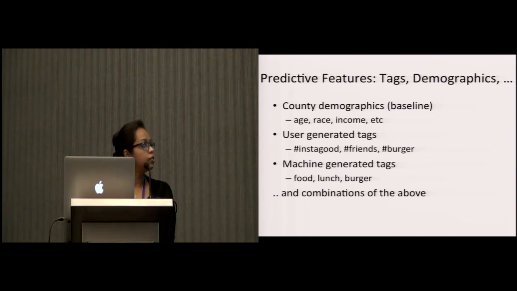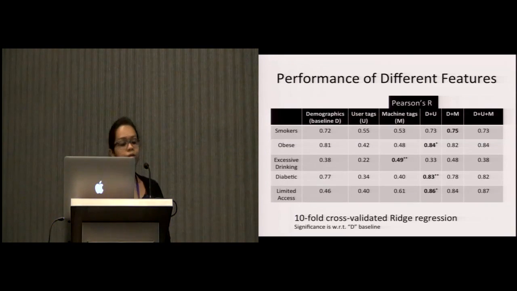The predictive features of the regression model were county demographics, which are like typical baseline features that are used by agencies like CDC to get a handle on these statistics of health. And the authors also used the user-generated tags and the machine-generated tags and tested the combinations of these. So these are the performances that the authors got, and as you can see, generally including the machine tags improves the performance of the baseline model, which is if you were to use demographics alone.